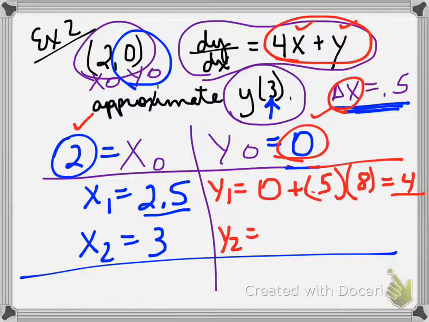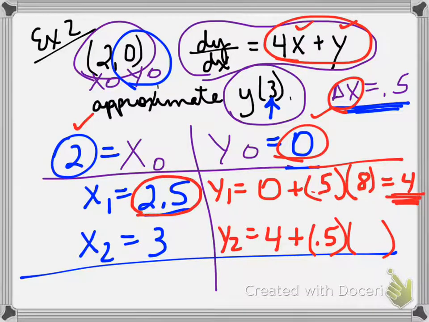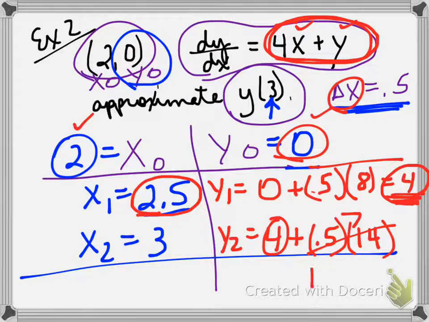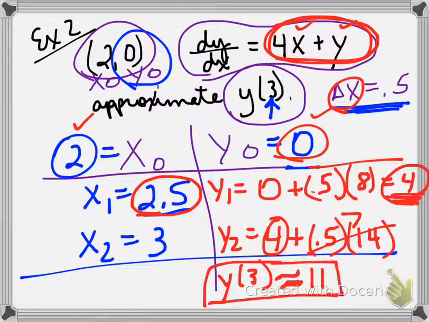So to find y sub 2, we're going to take the previous y value, which now is 4, plus 0.5, because that's our delta x, times the previous slope. So the previous slope is going to use 2.5 and 4 in its approximation. So 4 times 2.5 plus 4. So 4 times 2.5 is going to be 10, and 10 plus 4 is going to be 14. So what we have here is 4 plus half of 14, which is 7. So 4 plus 7 is 11. So we know that y of 3 is going to be approximately 11. Okay? That's it. That's how you find Euler's method.